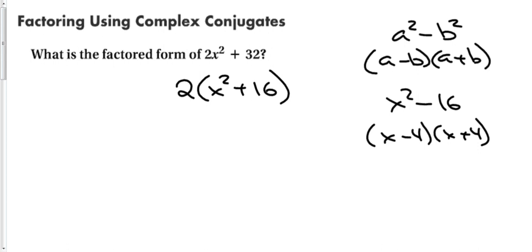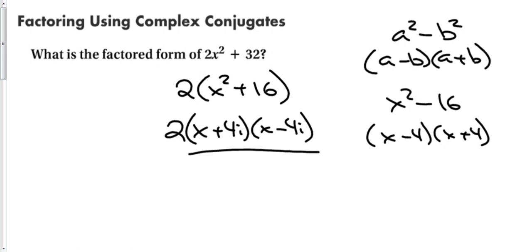So when I have the sum of squares, I can factor it using the properties of i. So this would factor into x plus 4i and x minus 4i. Because when I multiply two complex conjugates together like this, I get the sum of squares, like we saw a few pages back. Okay? So when we have the sum of squares, you can factor it using complex conjugates.